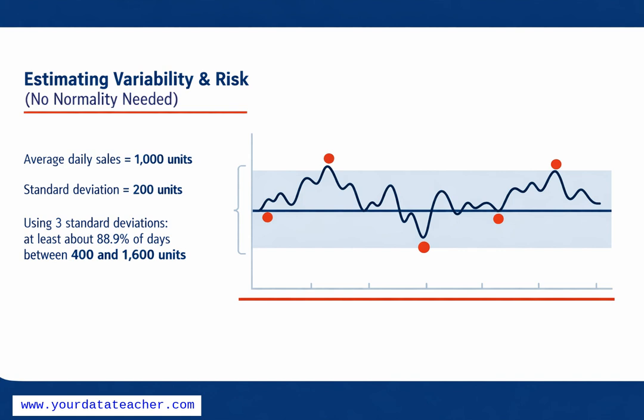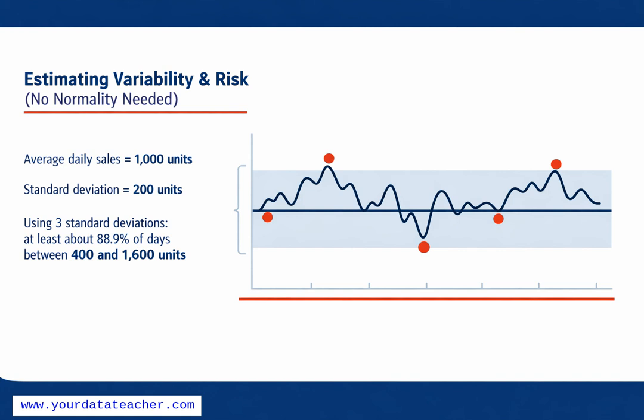Using Chebyshev with k equal to 3, you can say at least about 88.9% of days will have sales between 400 and 1,600 units. That range is what you see as the shaded band around the mean on the chart, from mean minus 3 standard deviations to mean plus 3 standard deviations. Most of the line stays inside this band with only a few days falling outside.